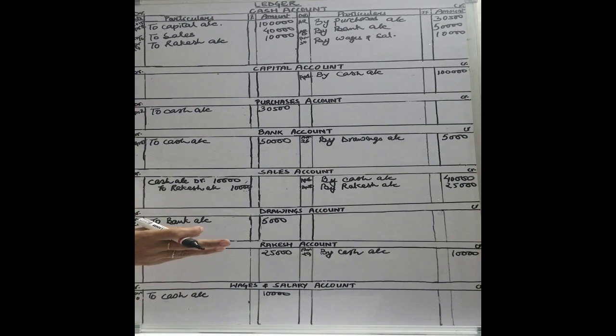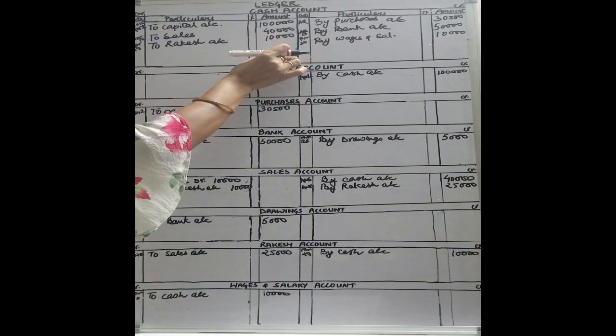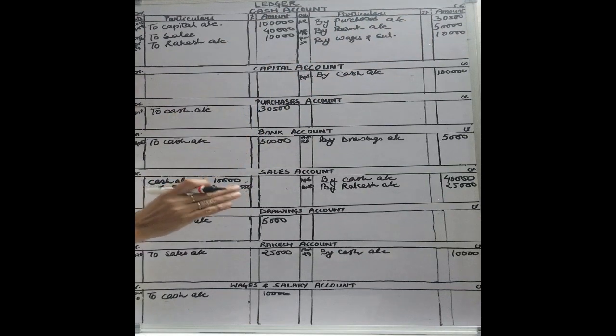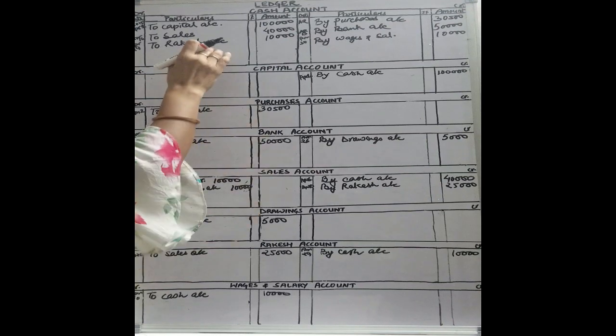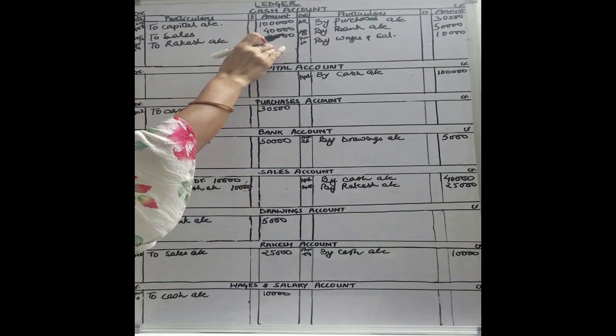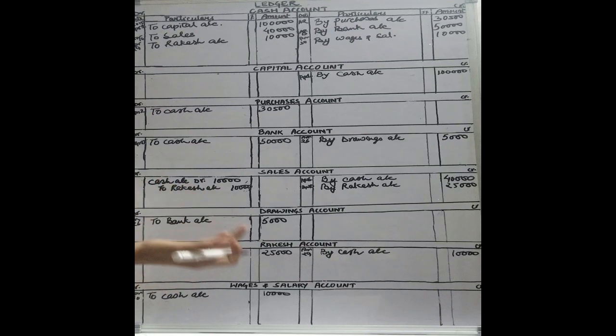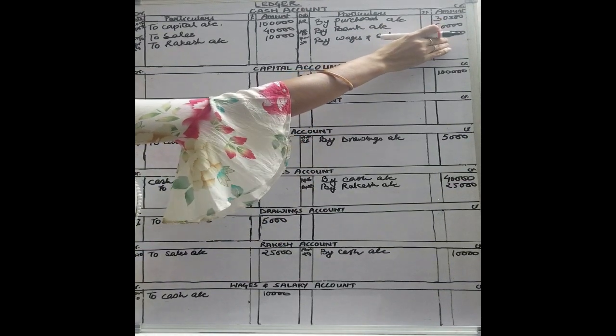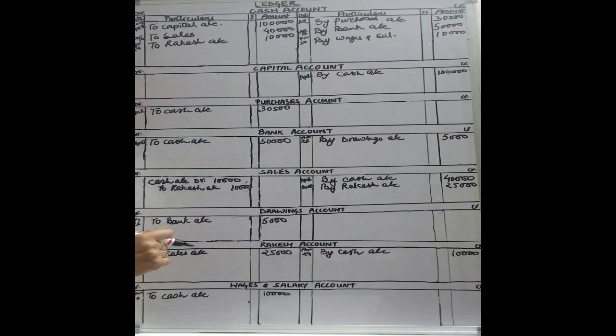For balancing the accounts, we'll take the total of the debit side of the account and the credit side of the account. And then we'll add the balancing figure to the side which is falling short of the amount. If the debit side's balance is greater, then we'll say that the account shows a debit balance, and if the credit side's balance is greater, then we'll say that the account shows a credit balance.